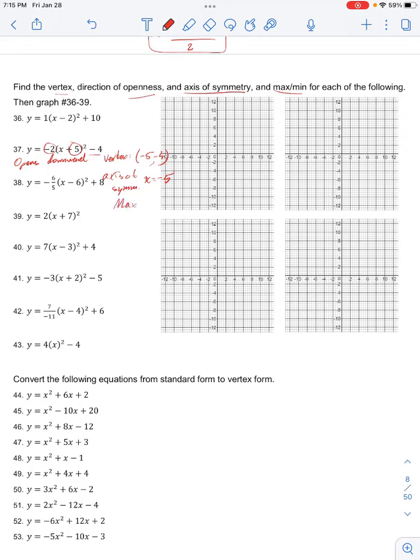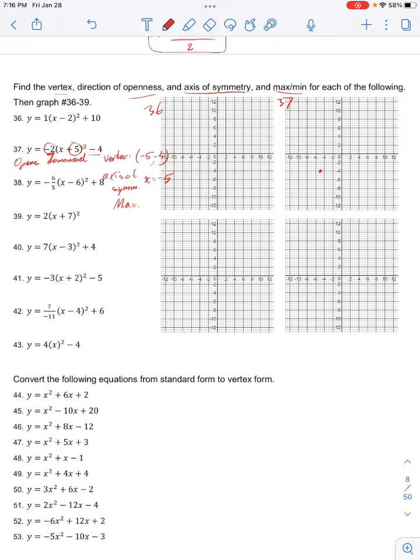And we can go ahead and graph this. So let's graph it over here, because this would be for number 36. So this is 37. So our vertex is at negative 5, negative 4. And we open downwards with a coefficient of negative 2.